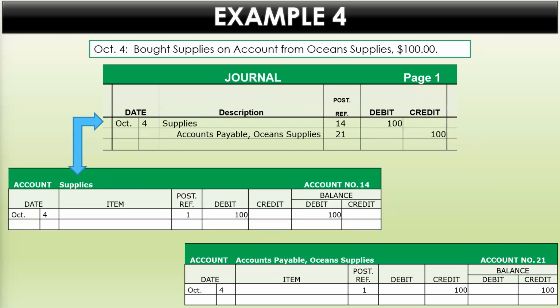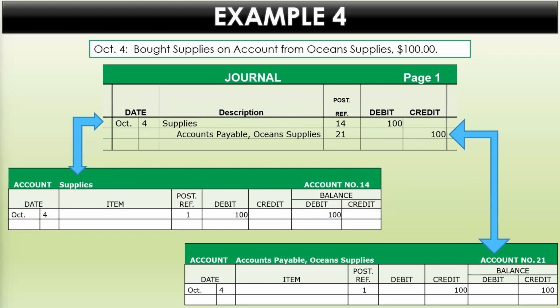Now to post to the supplies ledger, we post the date. The amount is $100 debit. Extend that balance. So far, the balance is 100 right here. We enter the post reference of 1 because that's the journal page number. And then we go back to the journal and enter 14 because that's the supplies account number.